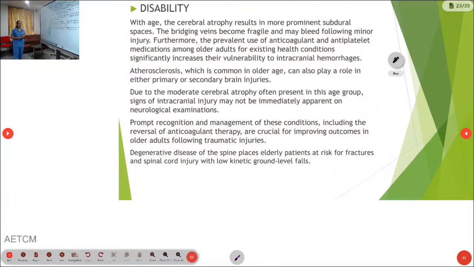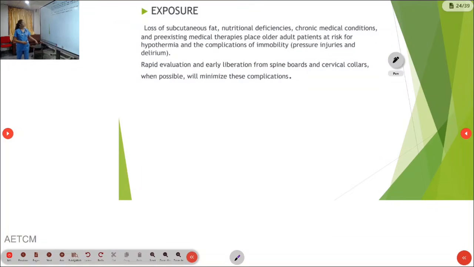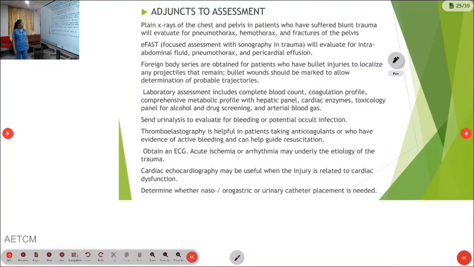Degenerative diseases of the spine place elderly people at increased risk of fracture and spinal cord injury even with a low kinetic ground level fall. Exposure, as I already told, due to lack of subcutaneous tissue, nutritional deficiency and chronic medical conditions, they have increased risk of hypothermia. Rapid evaluation and early liberation from the spine board and collar can reduce the risk of bed sores in patients.